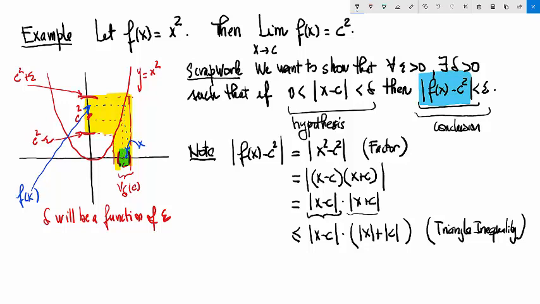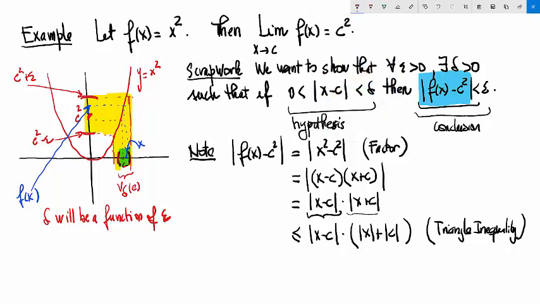All right, and then maybe we can say, okay, I can impose a restriction on my neighborhood, right? Because I can choose delta, right? So maybe let's start by saying that this neighborhood is not too large for now.